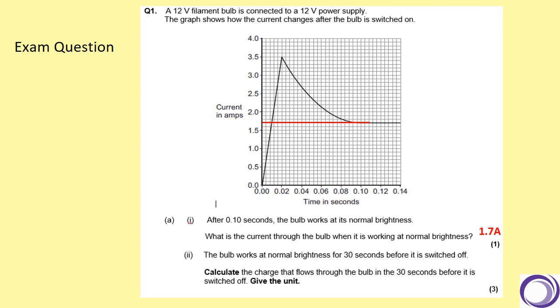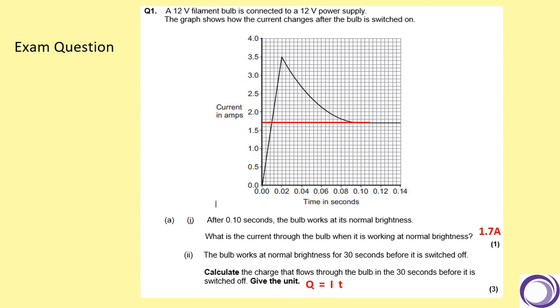Part 2 then. The bulb works at normal brightness for 30 seconds before it's switched off. Calculate the charge through the bulb and give the unit. So we need the equation: charge equals current times time, and we've just found the current. If you're in a position where you've not got the first part and you need the number, say you couldn't do it, substitute a value in and still try it anyway, because you won't lose marks by using that number there. It'll just mark you on what you've used for the second bit, so don't be afraid to carry on even if you've not done the bit before.